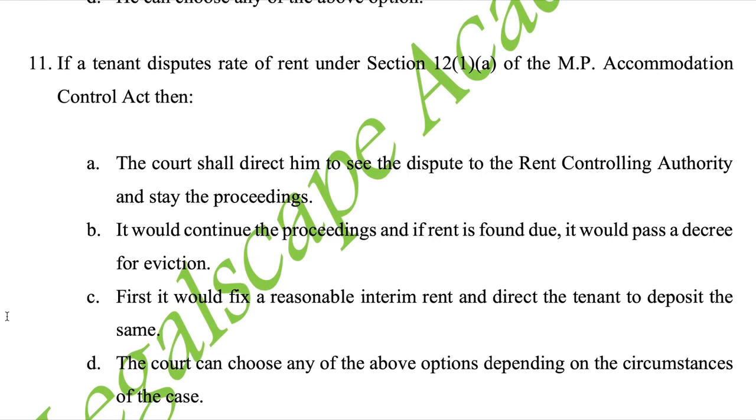Next question. If a tenant disputes rate of rent under section 12(1)(a) of the MP Accommodation Control Act, then A. The court shall direct him to refer the dispute to rent control authority and stay the proceedings. B. It would continue the proceedings, and if rent is found due, it would pass a decree for eviction. C. First, it would fix a reasonable interim rent and direct the tenant to deposit the same. D. The court shall choose any of the above options depending on the circumstances of the case.